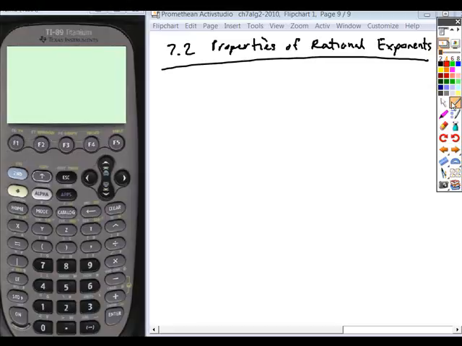The properties that you need to recall: when you multiply two exponents with the same base, what do you do with their powers? Add them, right? It doesn't matter whether those m and n values, those powers, are whole numbers or fractions or rational form, it's still going to be the same.